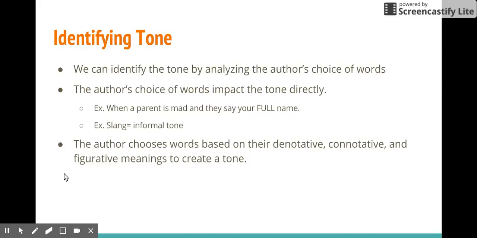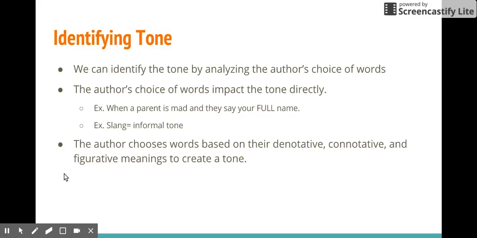So for example, let's say that you didn't clean your room and your parent is mad and they say your full name, okay? That would be scary for me. My middle name is Lachey, so fun fact about me. So when my mom would be mad at me about doing something, she would say, Ashley Lachey Ball, because that was my name before Cooper. And that would scare the bejesus out of me.